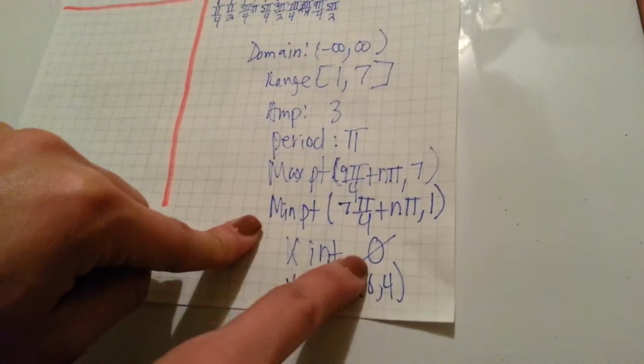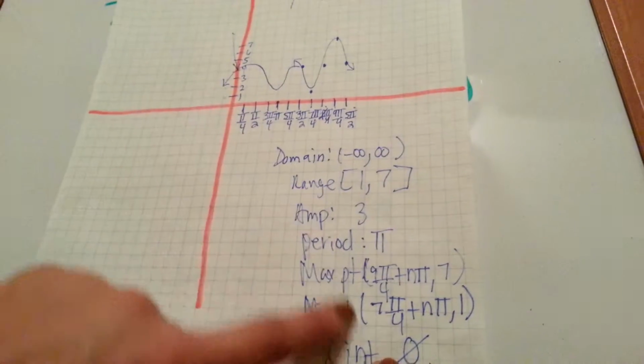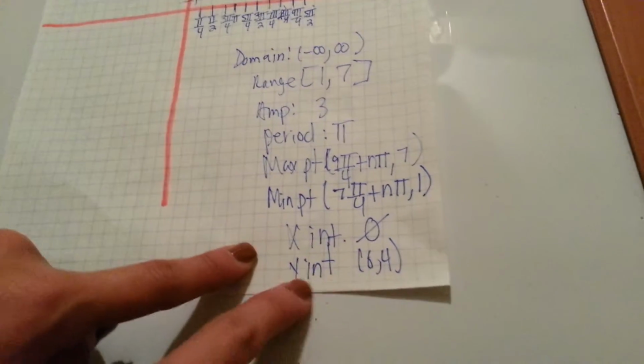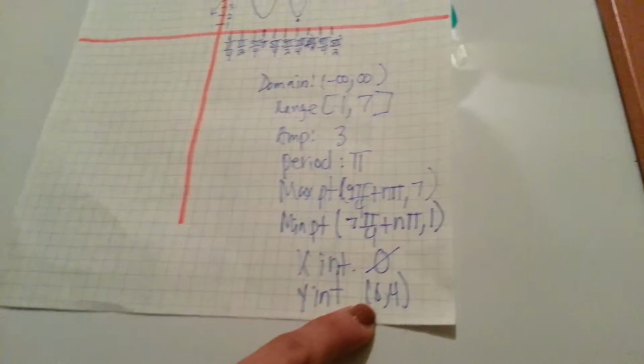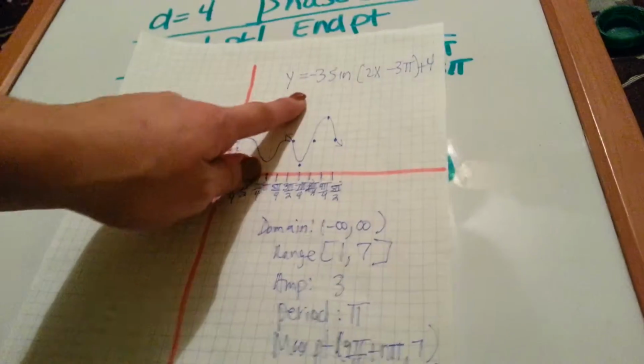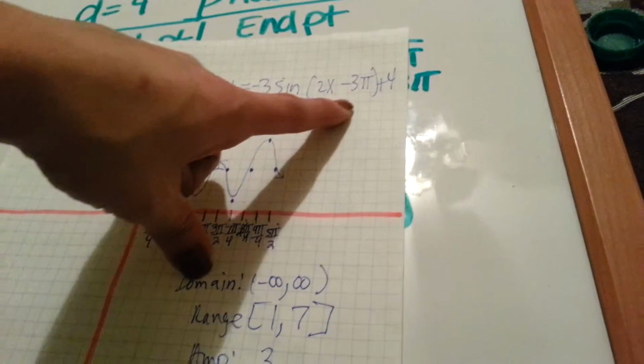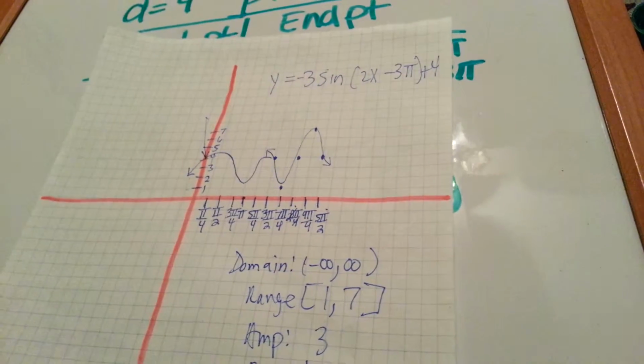Since no points are touching the x-axis, we have no x-intercept. And our y-intercept, as we said, we kept on going to the left, is (0, 4). So this concludes our lesson for the function y equals negative 3 sine (2x minus 3 pi) plus 4.